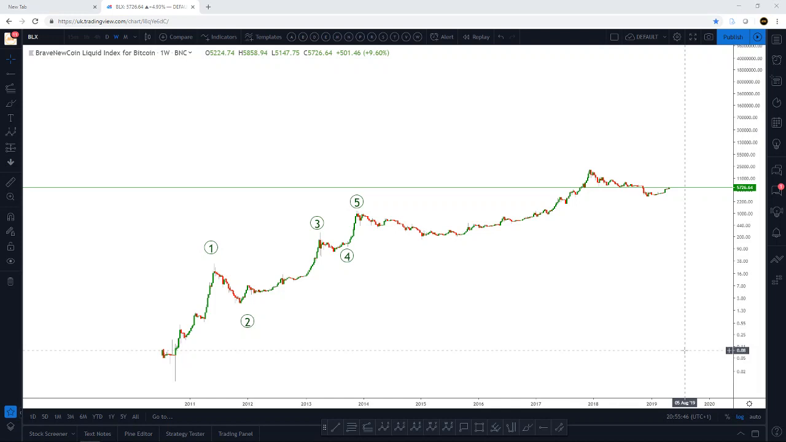There are two different counts that could play out, and I'm going to be addressing both, making them both very clear to you. And it's very interesting because I believe we're at a point where we might be able to invalidate one of those counts. So that's what we're going to be discussing in today's video. If you're interested, stay tuned.